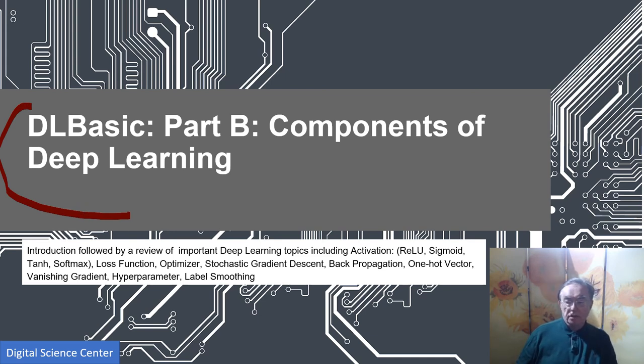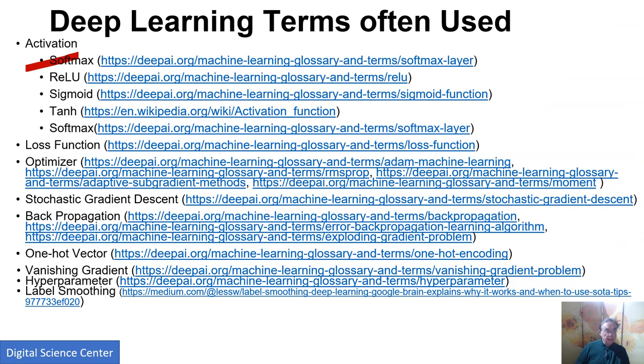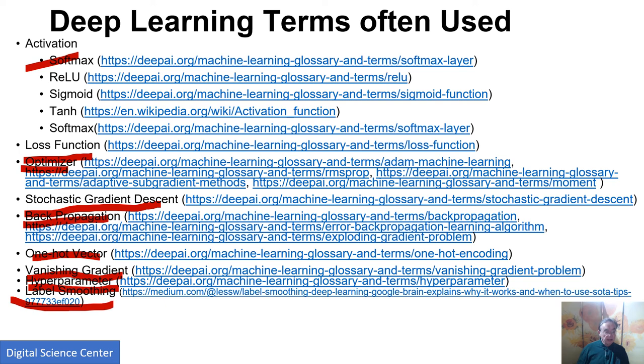We first start with an actual list of the components and links to find them. Activation layers, loss functions, what you actually minimize or optimize. The method of the optimization, which involves stochastic gradient descent. Backpropagation to calculate the gradient. One hot vector to represent results. And the difficulty when gradients get very small or vanish. The importance of hyperparameters, which define the network, and you need to find the best possible network in a class of networks. And finally, the value of label smoothing.